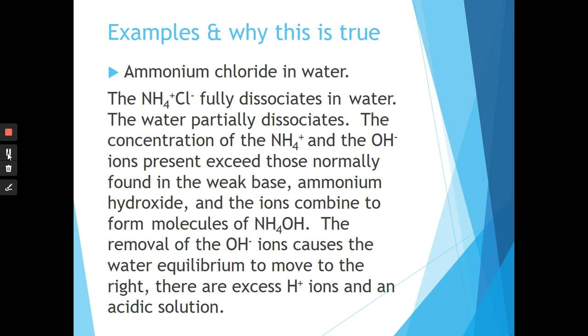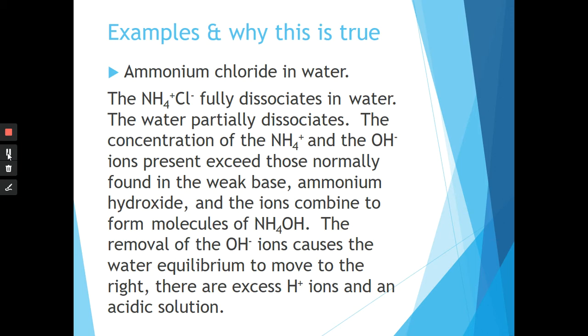We've got our salt ammonium hydroxide and it's going to fully dissociate into ions. But we've got our water partially dissociating. Now, what we will find is the concentration of the NH4 and OH ions is going to be greater than what it would be normally for ammonium hydroxide. Okay, so to try and counteract that, what will happen is your ammonium and your hydroxide ions are going to form ammonium hydroxide molecules. This is going to remove your hydroxide ions from the water. Therefore, you've got more hydrogen ions.